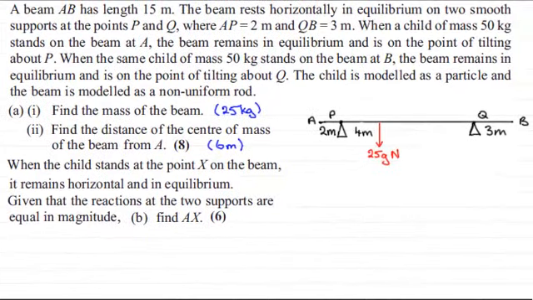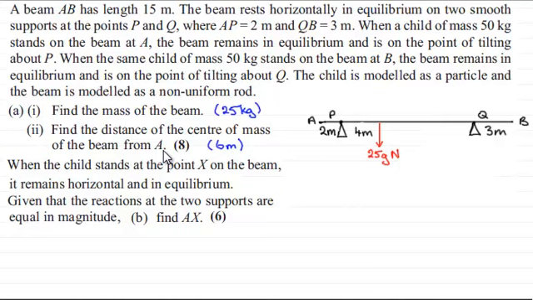Hi. Now, for the second part B, before I do this, I'm just going to recap on the question. For part A, I'm assuming that you watched the video for this, but essentially we were given this beam AB of length 15 meters and it was resting on two supports given at a distance of 2 meters and 3 meters from the end. And we found out that the mass of the beam was 25 kilograms and the centre of mass was a distance of 6 meters from A.